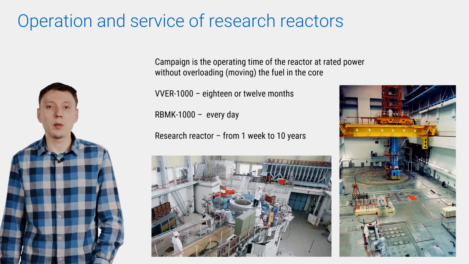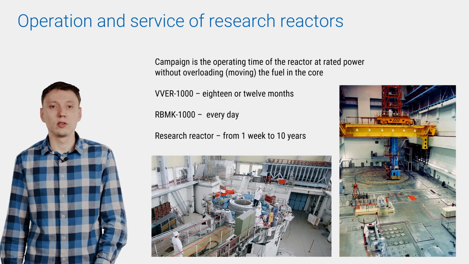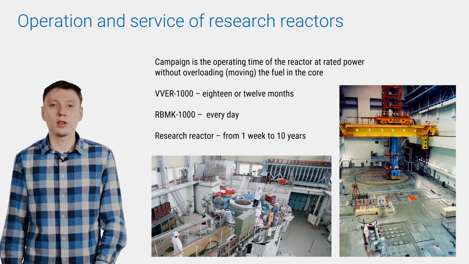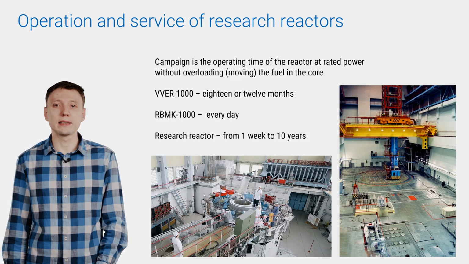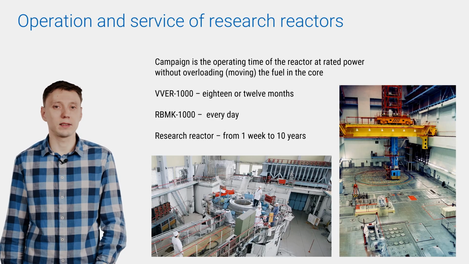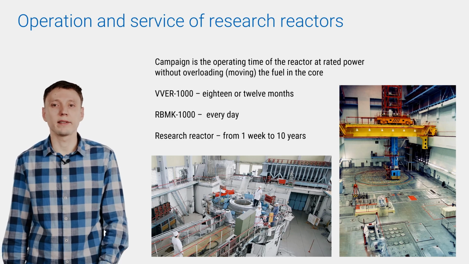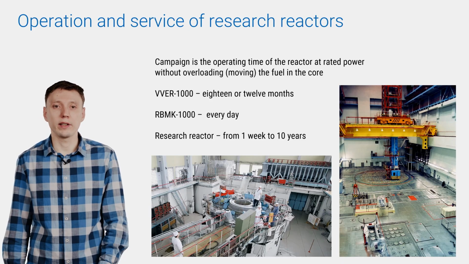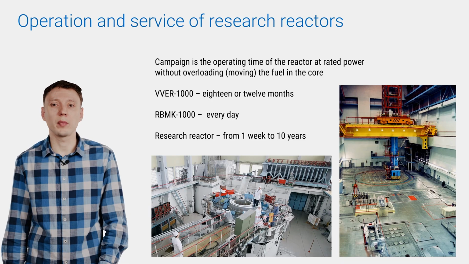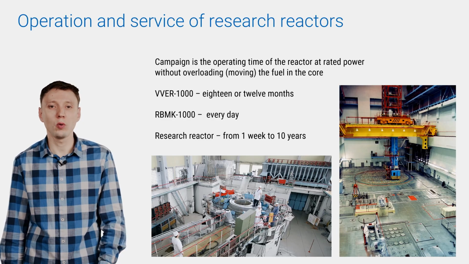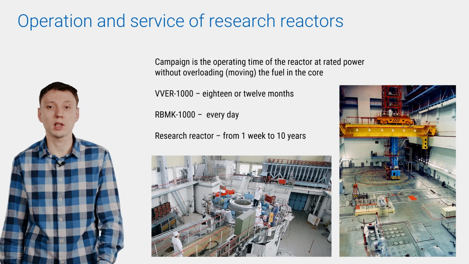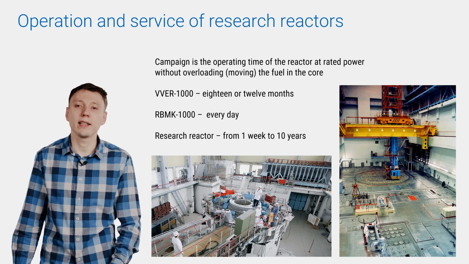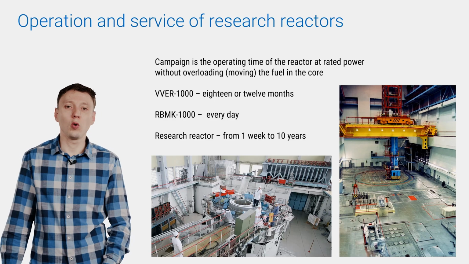A campaign is the operation time of a reactor at normal power without refueling the core. For a water-water reactor 1000, this time is 18 or 12 months. In fact, this is also the operating time of the reactor between scheduled maintenance. A research reactor, depending on the goal, can operate from 1 millisecond to 3 months of continuous operation. At the same time, the reactor can operate up to 10 years on the first fuel loading or with weekly fresh fuel reloading.